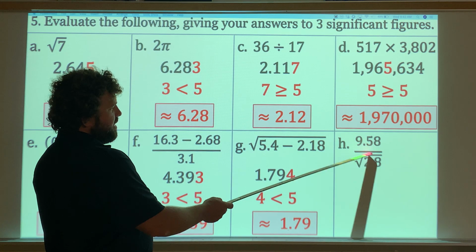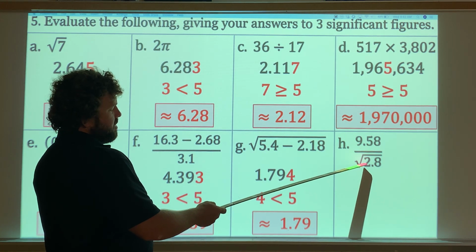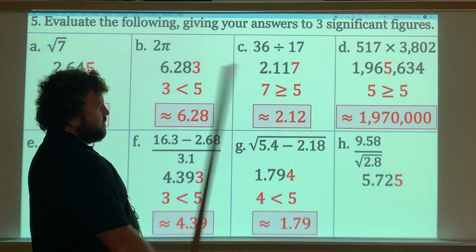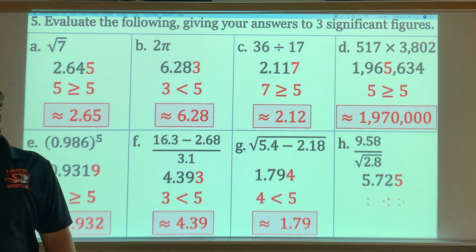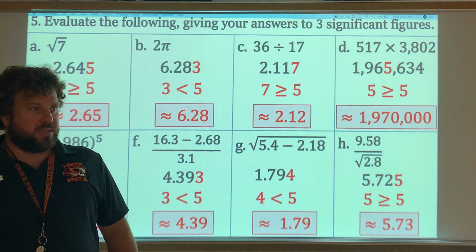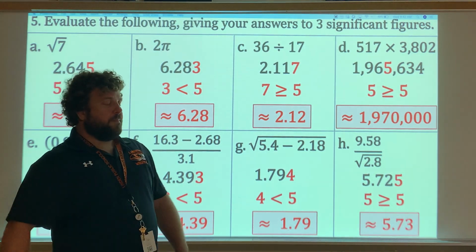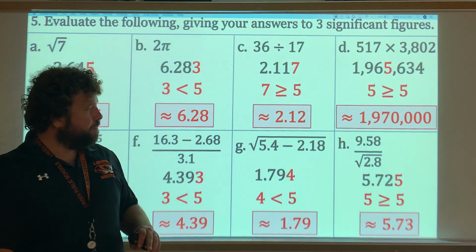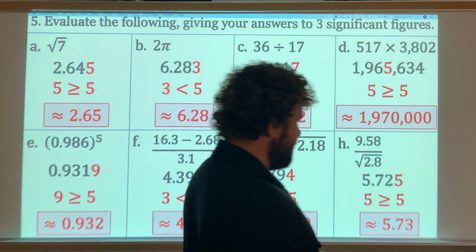9.58 divided by, in parentheses you would put second x squared 2.8, square root of 2.8. And you get 5.725. The 5 is greater than or equal to 5. So the 2 rounds up to a 3, and you get 5 and 73 hundredths. Right? Not too terrible, right?